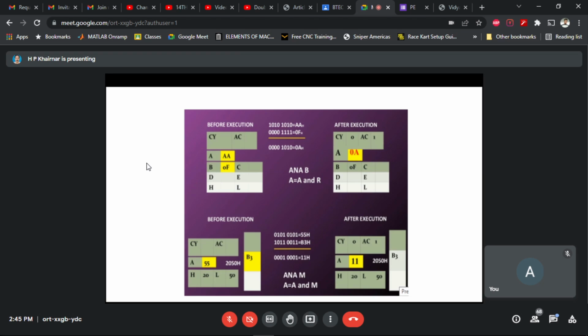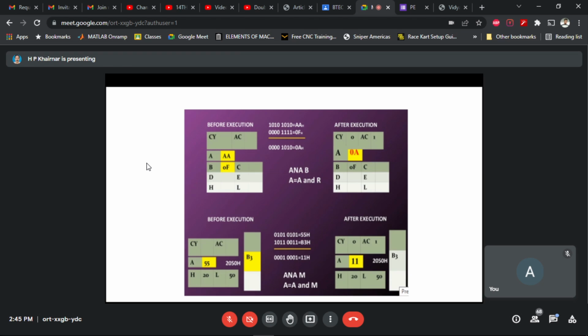Okay, so these two inputs are there. You are logically ANDing these two inputs. It means you will convert this AA into the binary system. So what will be the equivalent in the binary system? That is 1010. Okay, 1010. Now I hope you might have understood this last time also. I tried to explain. 0F is another input.